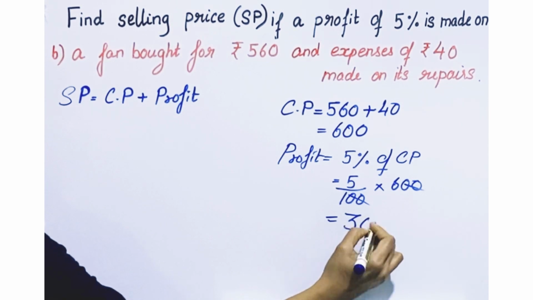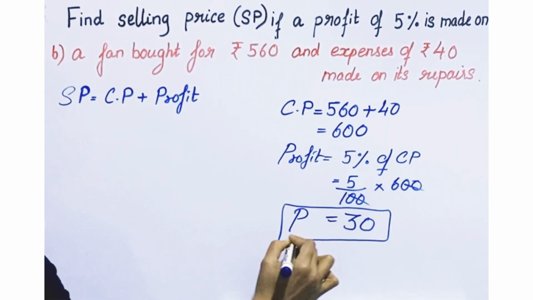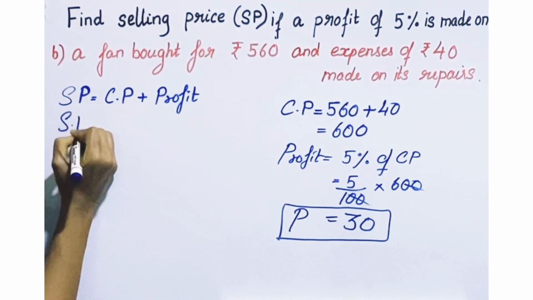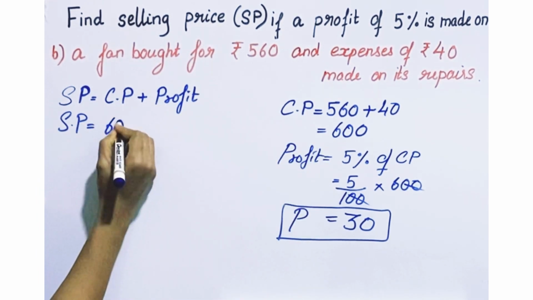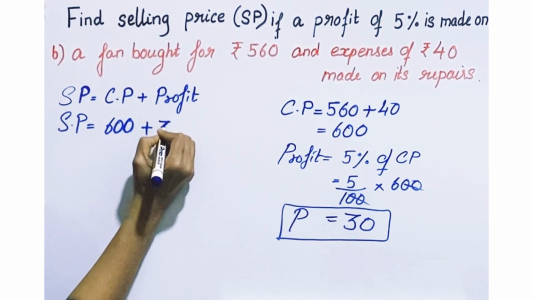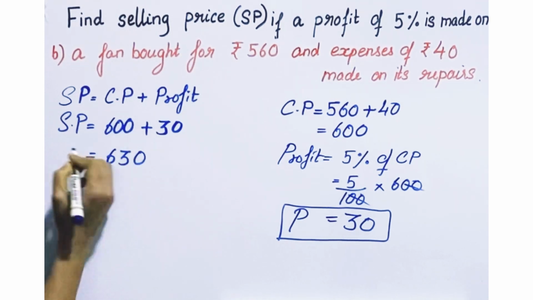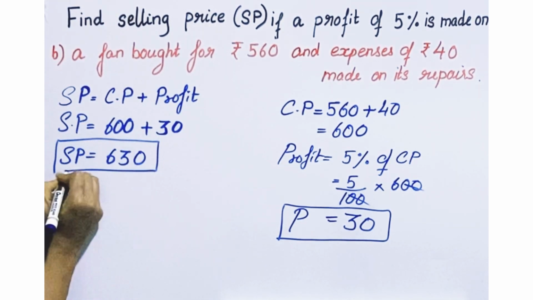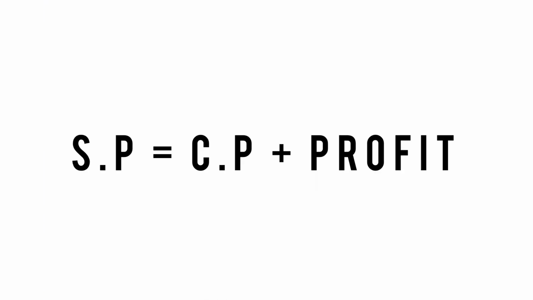30. Now let's add the cost price and the profit to find the selling price. So the selling price is 600 plus 30, 630 rupees. So to find the selling price, add the cost price and the profit.